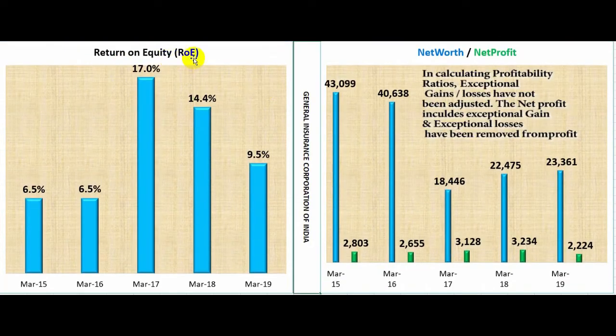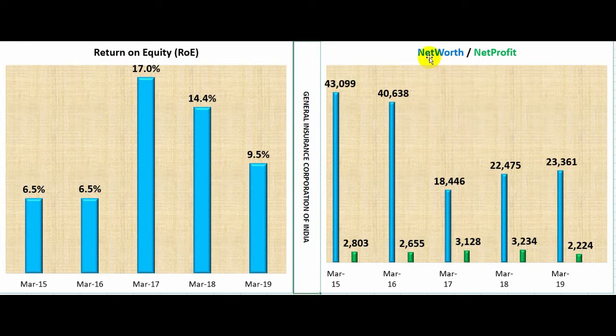Return on equity, ROE, over the 5 years of data that we have, has been increasing from March 15 till March 17 to 17%. This is the profit that the company has generated on the net worth. The net worth is the equity plus the reserves or the retained earnings of the company. So on the total equity money or shareholders money, how much was the net profit? That is reflected by return on equity. So in March 19, the ROE has dropped to 9.5%.